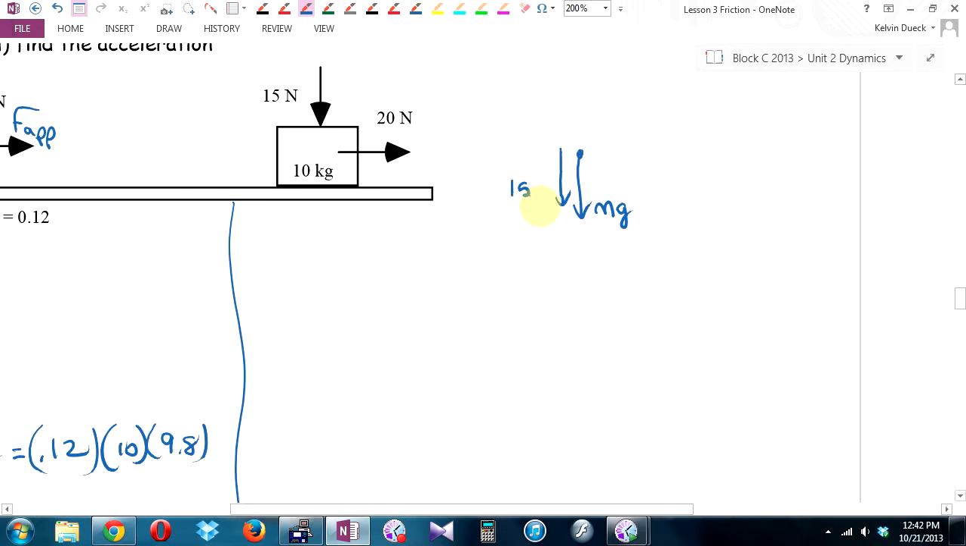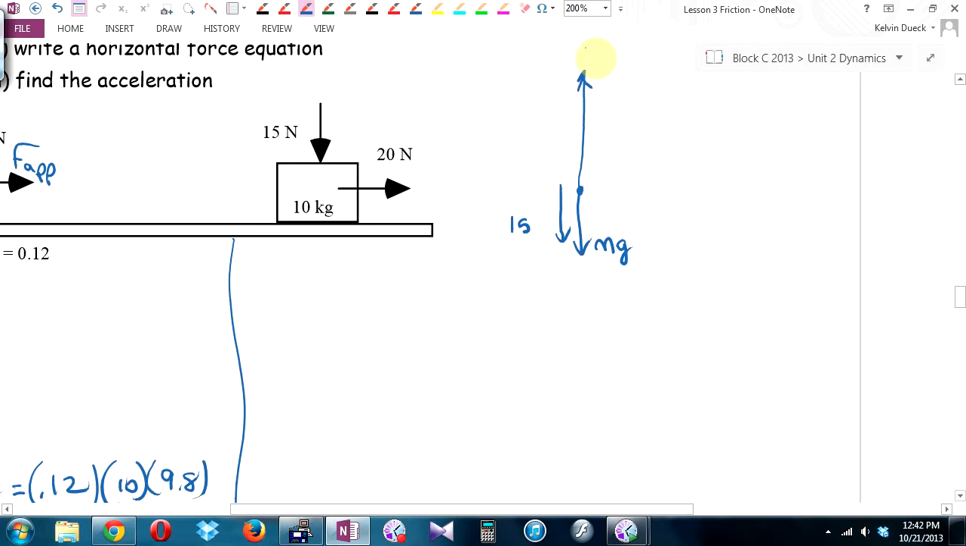Is this block sinking into the ground like quicksand? Is it flying into the air like Superman? Then there must be a force. Why did I draw the normal force so much bigger than gravity? It's got to take care of that 15. Yes?